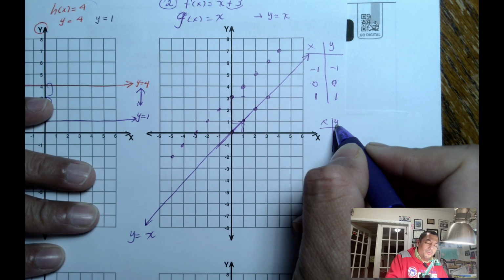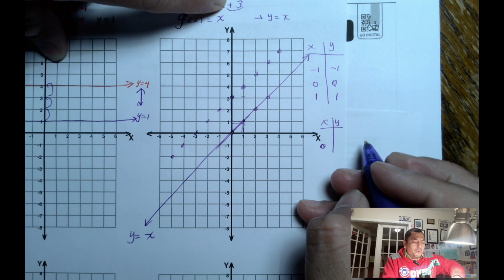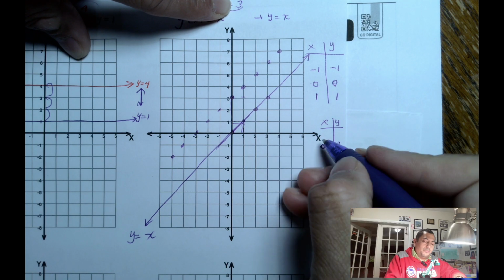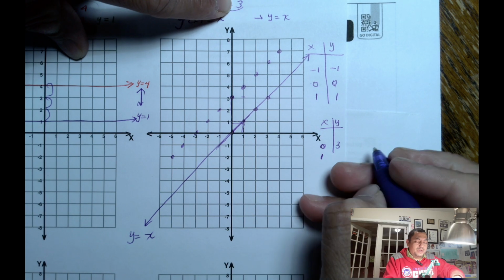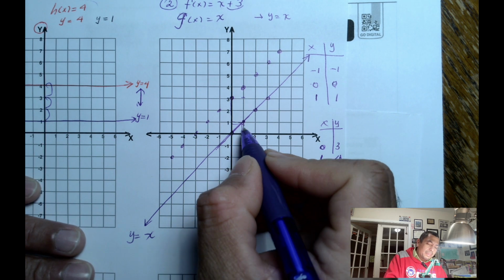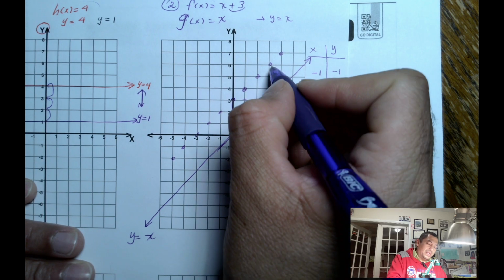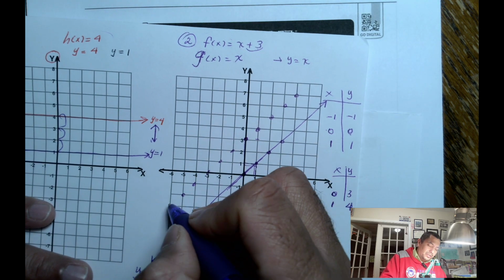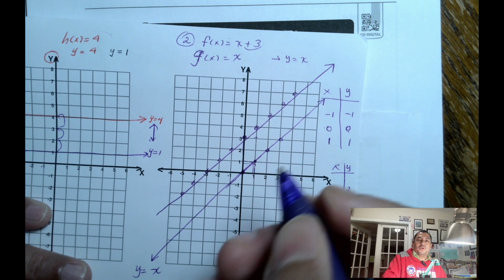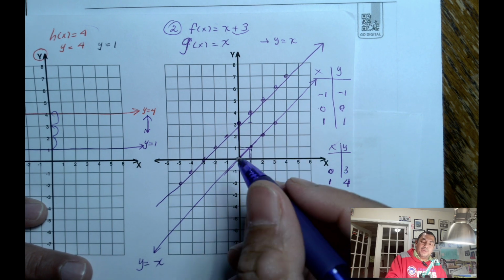For example, x, y. I'm going to start with 0. When x equals 0, what is y equal to? 3. See, it just went up 3 units. When x equals 1, what is y equal to? It is 4. When x equals 2, 5, then 6, and so on. So this graph is just a straight line. It should go through those points, but in this case, 3 units up.